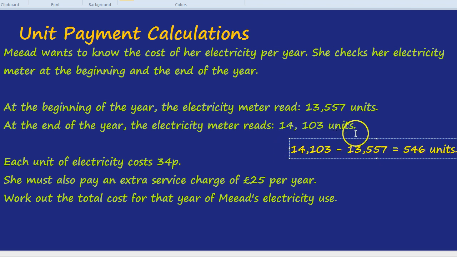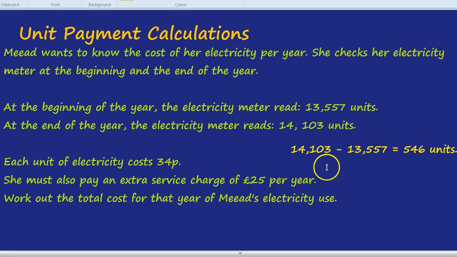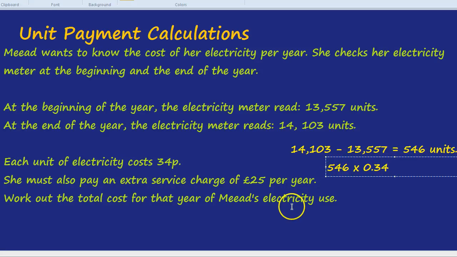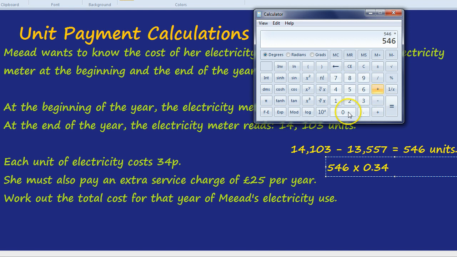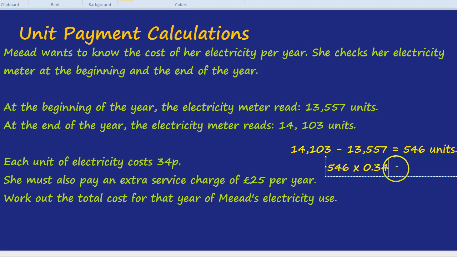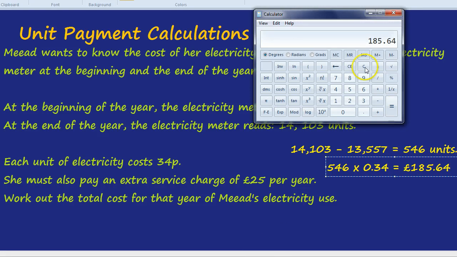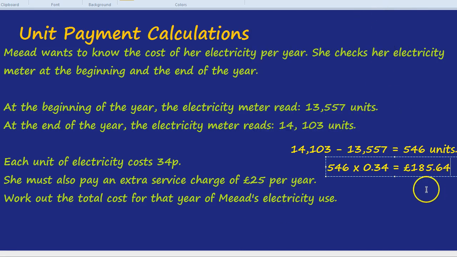Each unit costs 34 pence. So again, to keep it in terms of pounds, we could do 546 times by 0.34. That's 185 pounds and 64 pence. That's her cost per year. So let's put that down in our answer box.